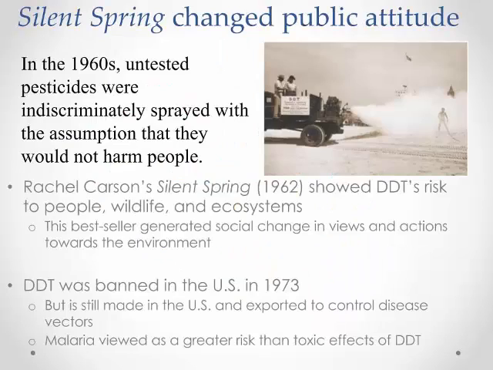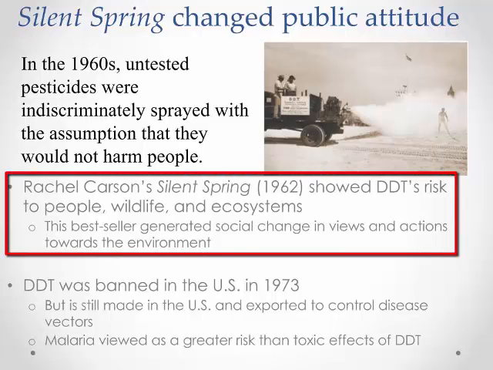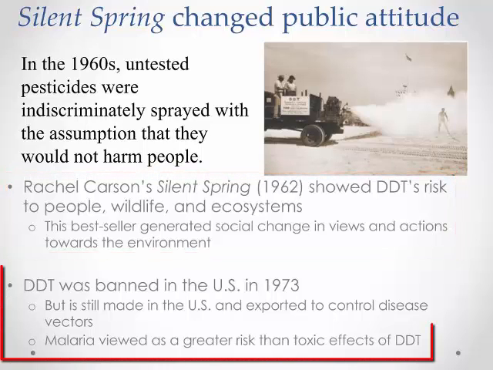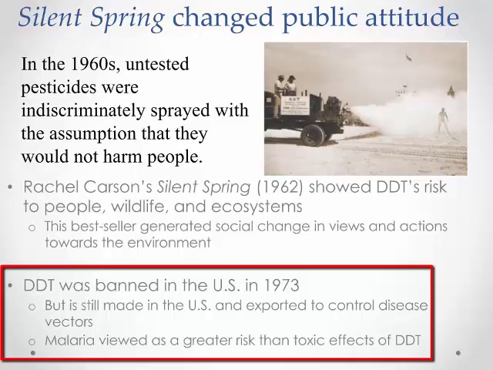In the 1960s, untested pesticides were indiscriminately sprayed with the assumption that they would not harm people. In 1962, Rachel Carson wrote Silent Spring and awakened the public to the risks the pesticide DDT posed to people, wildlife, and ecosystems. Largely as a result of Carson's book, DDT was banned in the U.S. in 1973. However, DDT is still made in the U.S. and exported to control diseases transmitted through insects, such as mosquitoes.